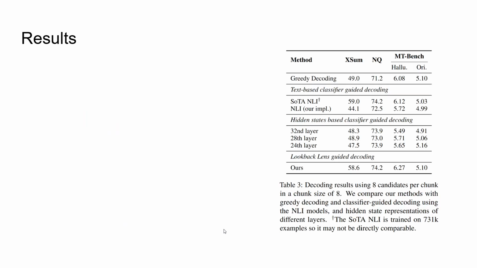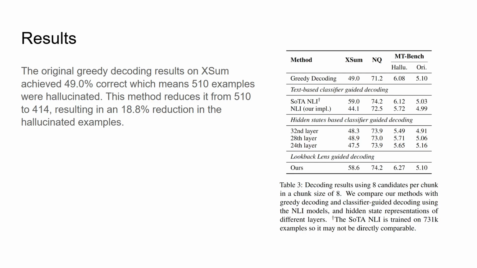The results you can see here: the original greedy decoding had 49% correct, which means that 510 examples were hallucinated. While if you look at this 58.6% correct, this means that you had 404 hallucinated. So it's an 18.8% reduction. This does not mean that this solves the problem, but it is a next step in this direction.